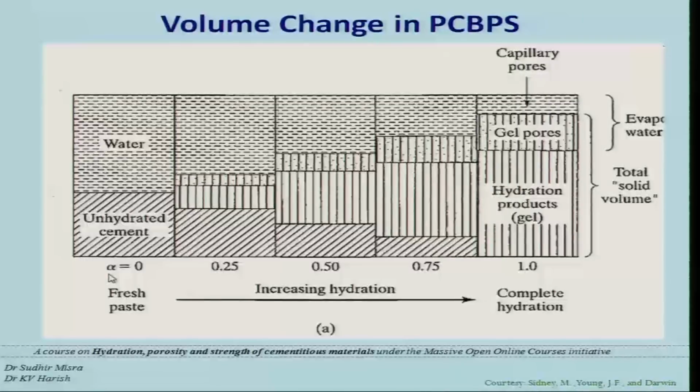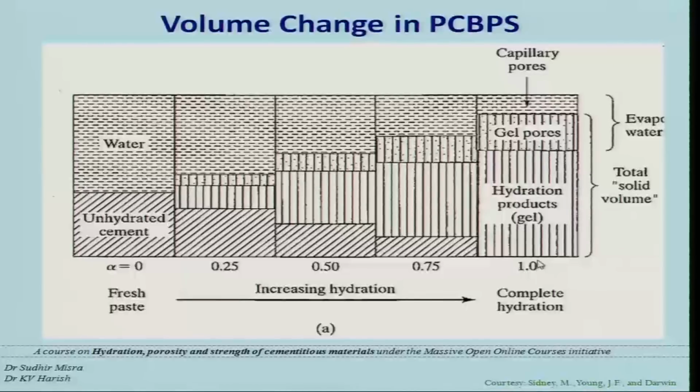One volume representation is shown, wherein on the x axis you will find alpha varying from 0 to 1, or in other words 0% to 100%. Remember that 100 is a theoretical value. Usually in well hydrated Portland cement based paste systems, the alpha value will be somewhere between 0.7 and as high as 0.9. So 1 is a hypothetical case, and alpha equal to 0 is the moment you add water to cement.